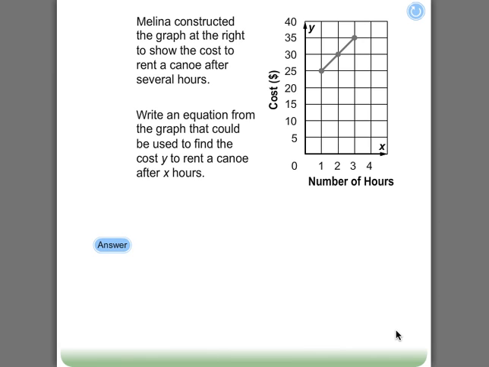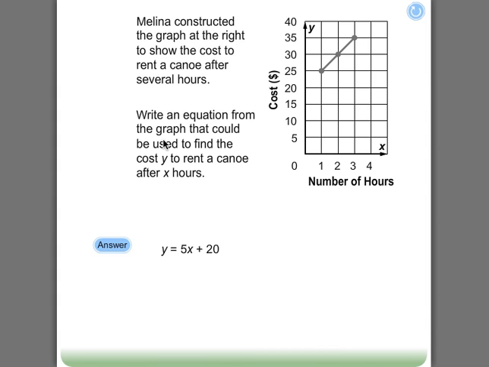Molina constructed the graph at the right to show the cost to rent a canoe after several hours. Write an equation from the graph that could be used to find the cost y to rent a canoe after x hours. So for 1 hour, it's 25. For 2 hours, it's 30. And for 4 hours, it's 35. y equals 5x plus 20.